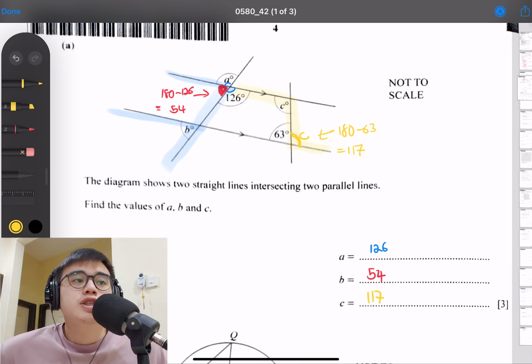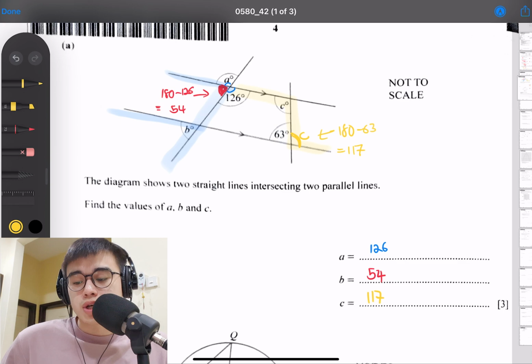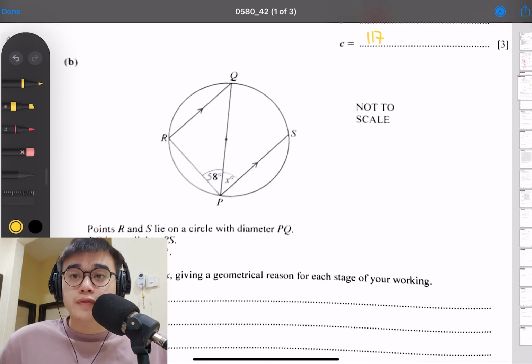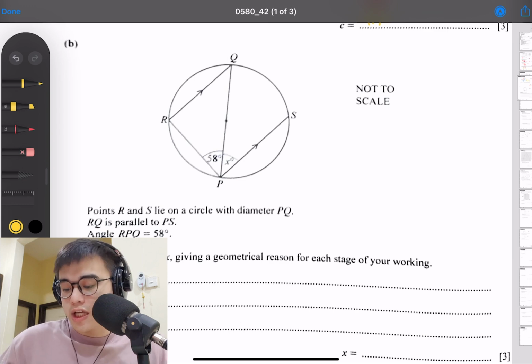So for this question, they pretty much use all the angles information: corresponding angles, vertically opposite, as well as alternate angles. So you must familiarize yourself with all these concepts, then you should be able to solve this question quite effectively.